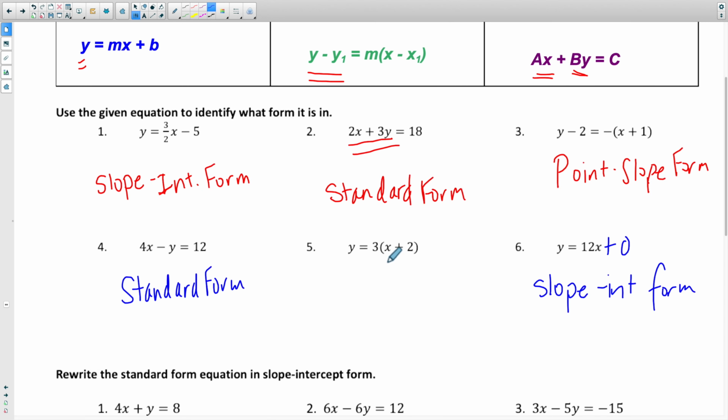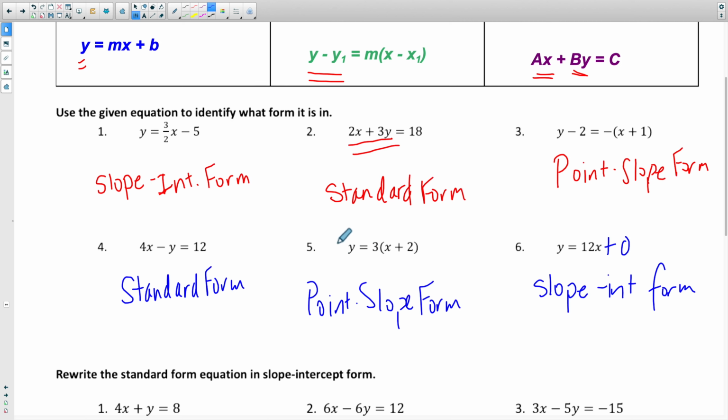But on this one, notice I have these parentheses. Well, of the 3 forms, which one has parentheses in it? This one does, point-slope form. And my main point here is that it might not be exactly, like there might be a little piece missing. Sometimes that happens. But we can always just make it work with which one is the closest.